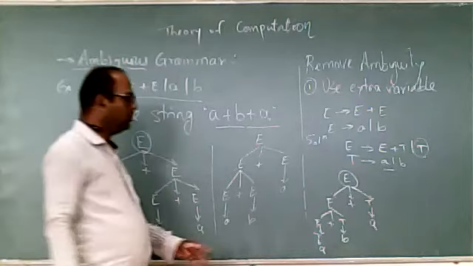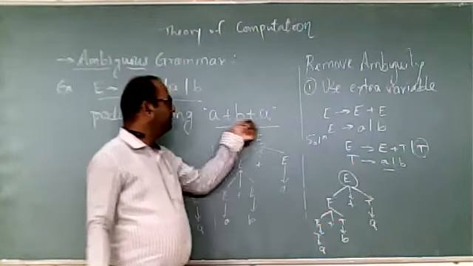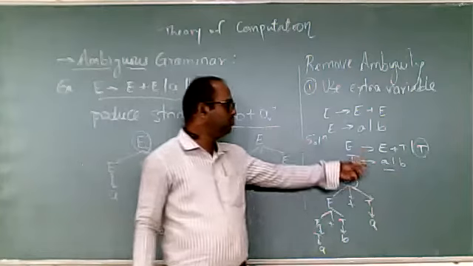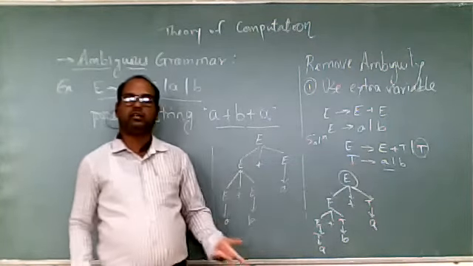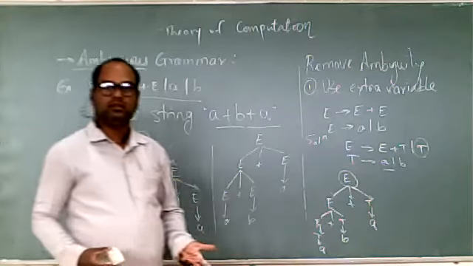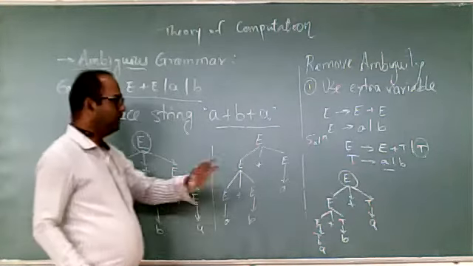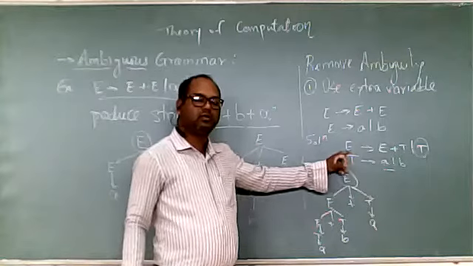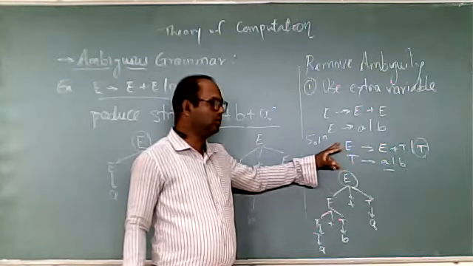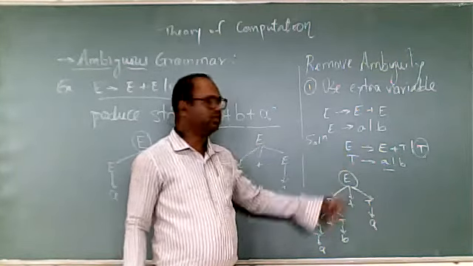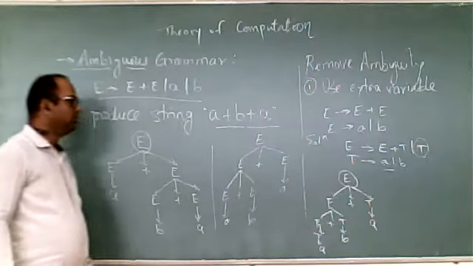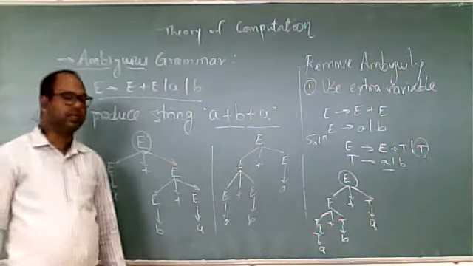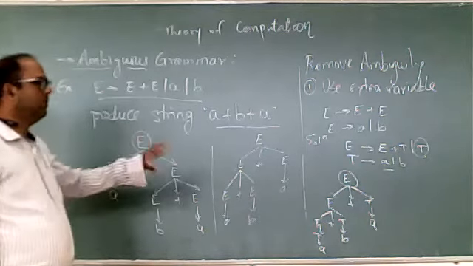You can check on your own to generate this A plus B plus A with these two productions, whether you are able to generate two trees. If you are able to, then we are missing something here, but no, we will not be able to draw two parse trees with the help of these two productions. So this is what the ambiguity is, and the removing of the ambiguity.